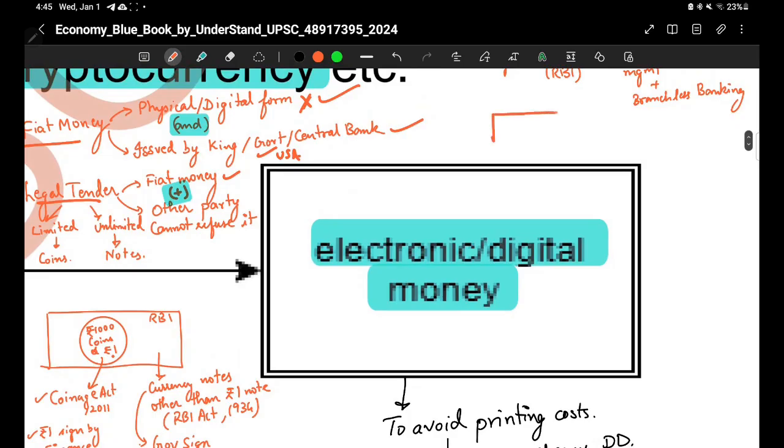Whatever money you're going to pay within this 2 lakh limit, all this will be taxed. After this, if you're going to pay by check, this also will be taxed. But if you're going to pay only in cash, then no tax, because there is no traceability of this cash. Right.